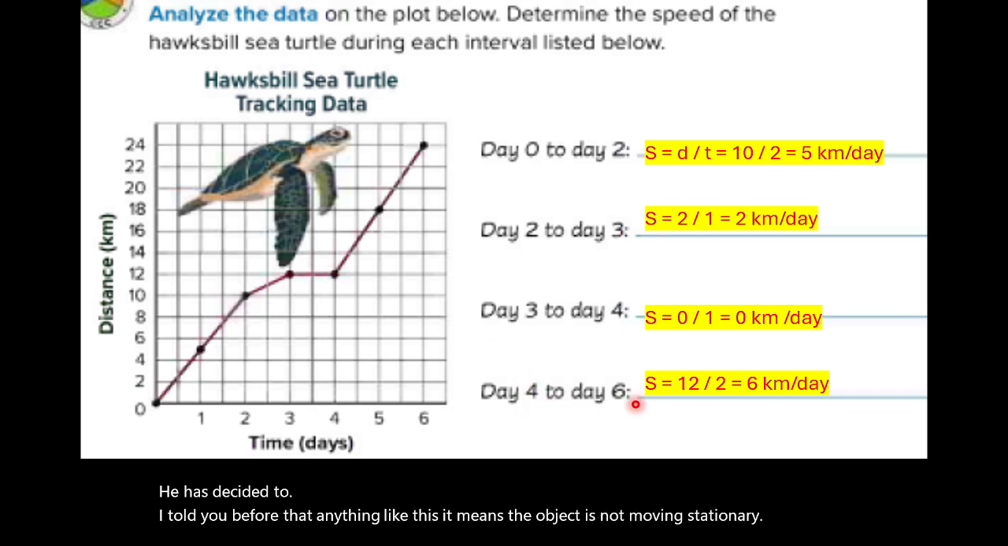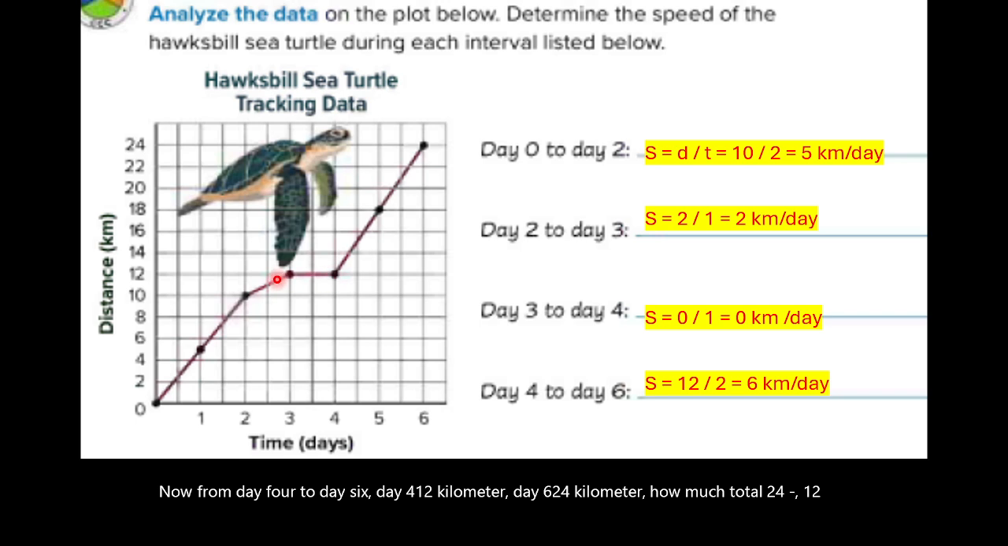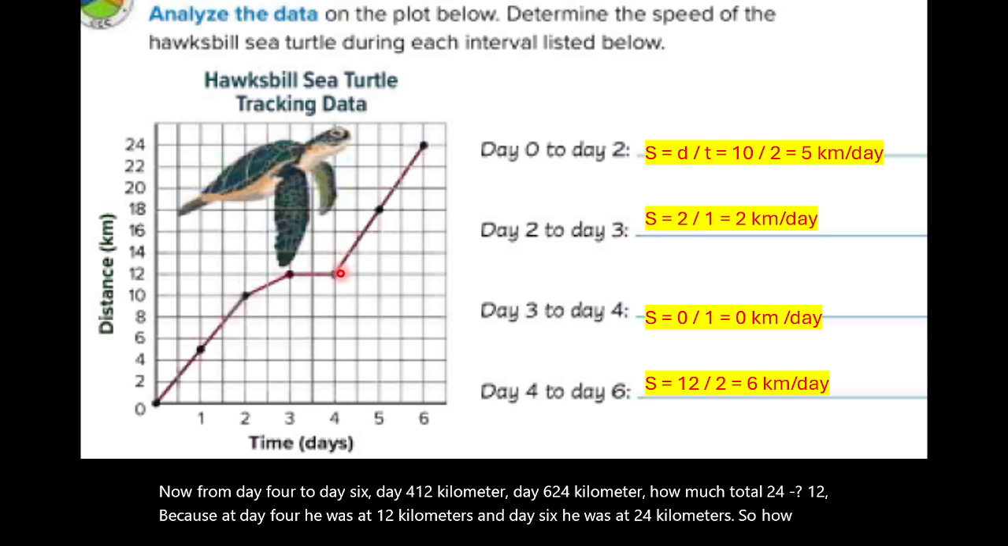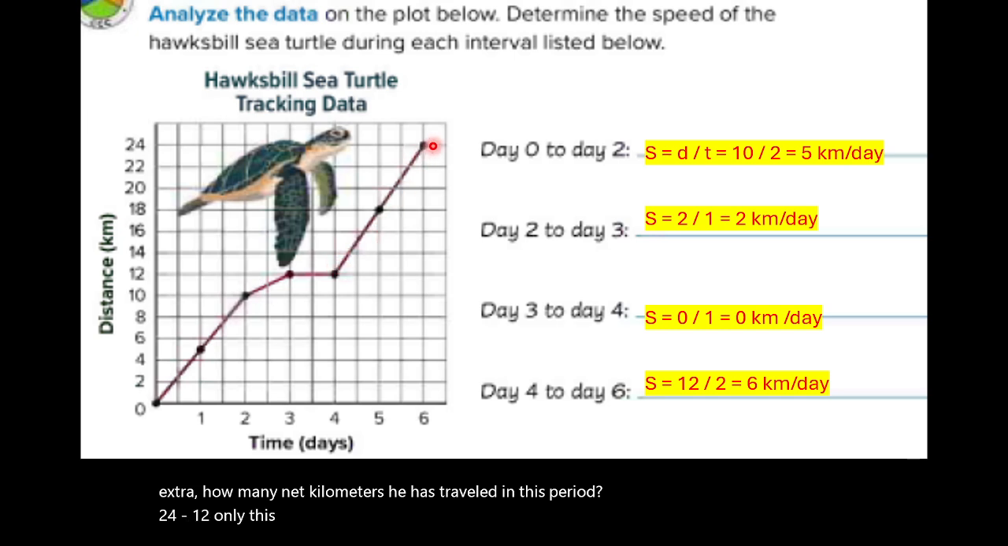Now from day 4 to day 6. On day 4, 12 kilometers, and on day 6, 24 kilometers. How much in total? 24 minus 12. Because on day 4 he was at 12 kilometers, and on day 6 he was at 24 kilometers. So how many net kilometers has he traveled in this period? 24 minus 12, only this much, 12 kilometers in 2 days, so 6 kilometers per day is the speed.